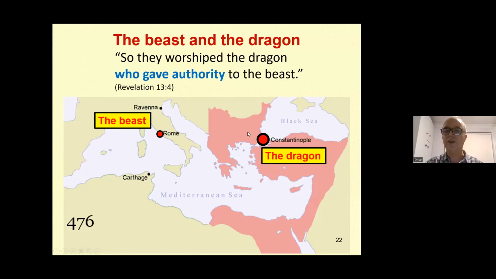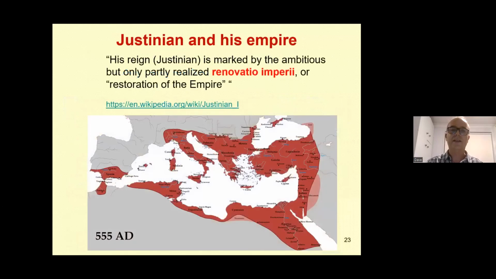And the help he got was from the military power from Constantinople. And this is the beast of the sea. Okay, the beast of the sea. And we come over to that. And what happens is this man named Justinian becomes the emperor of the Eastern Roman Empire.